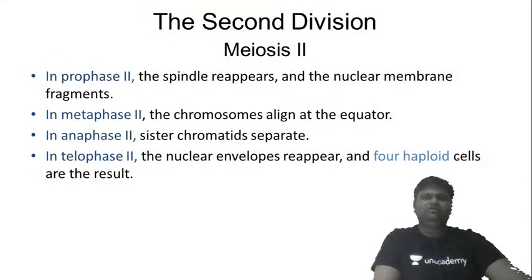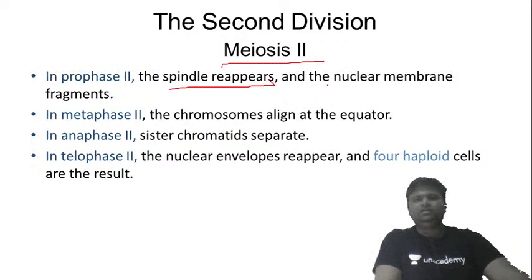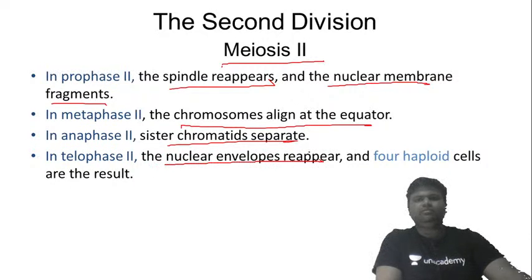So this is the second division, meiosis 2. In prophase 2, the spindle reappears and the nuclear membrane fragments. In metaphase 2, the chromosomes align at the equator. In anaphase 2, the sister chromatids separate. And in telophase 2, the nuclear envelope reappears and 4 haploid cells are the result.